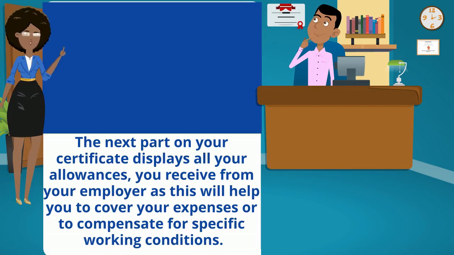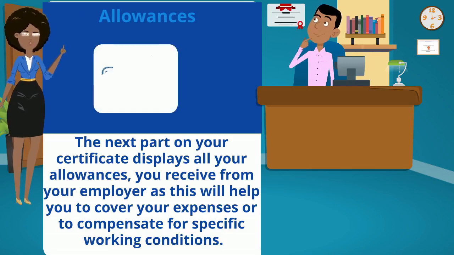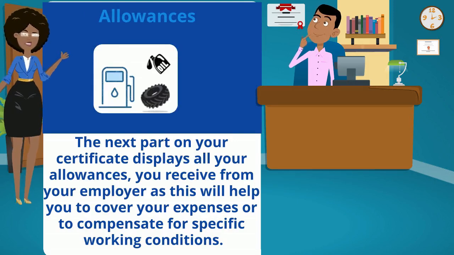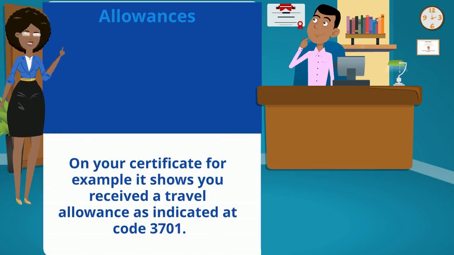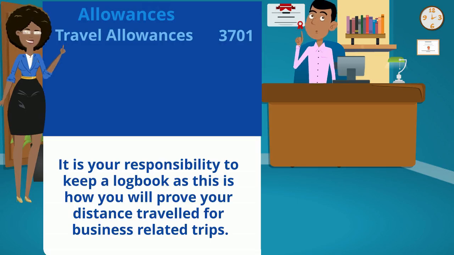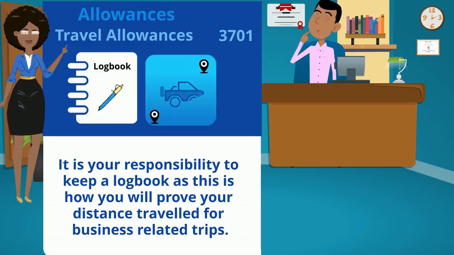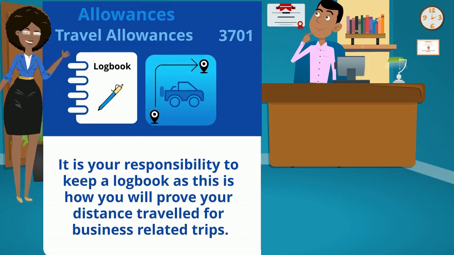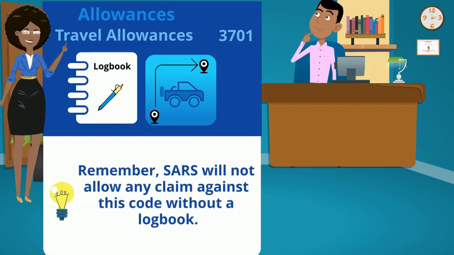The next part on your certificate displays all the allowances you receive from your employer, as this will help you to cover your expenses or to compensate for specific working conditions. On your certificate, for example, it shows you receive a travel allowance as indicated at code 3701. It is your responsibility to keep a logbook, as this is how you will prove your distance traveled for business-related trips. Remember, SARS will not allow any claim against this code without a logbook.